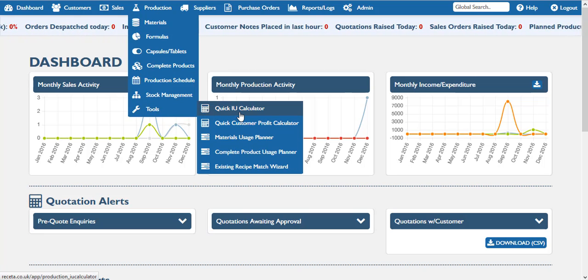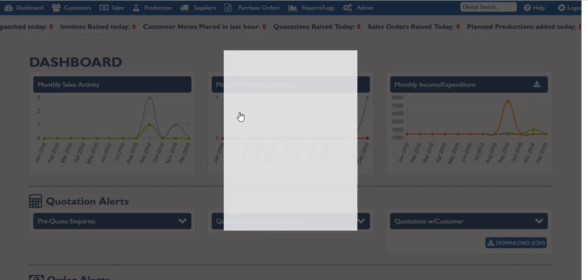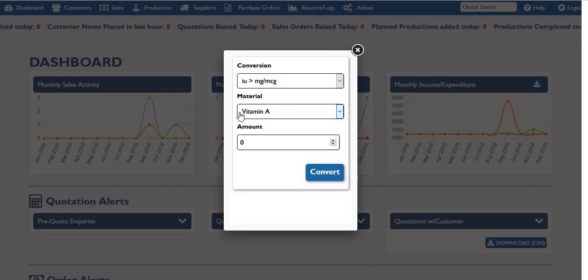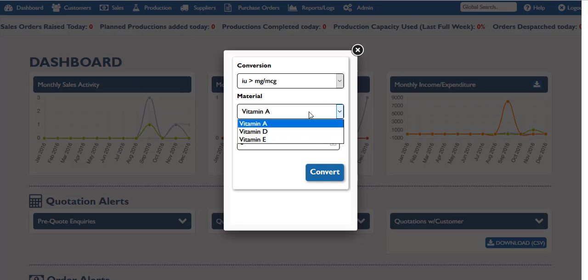The first one, Quick IU Calculator, is exactly as it says. It appears in a pop-up window and gives you a nice easy way of converting between IU and milligram or microgram, or vice versa, for 3 key vitamins which you may be looking to plan.